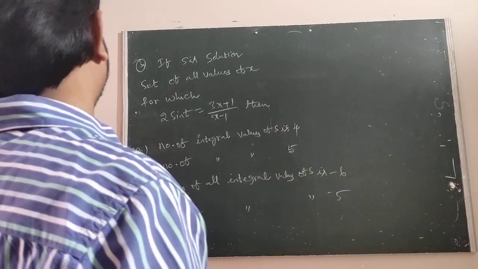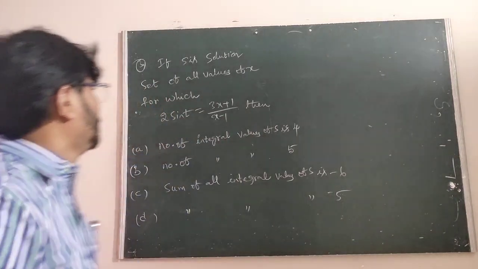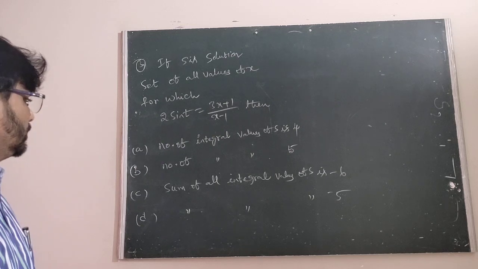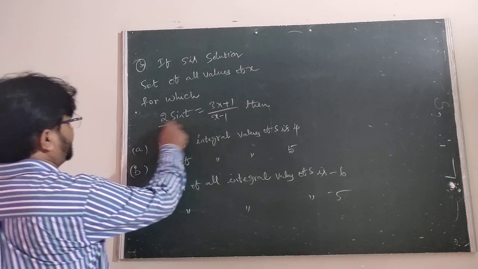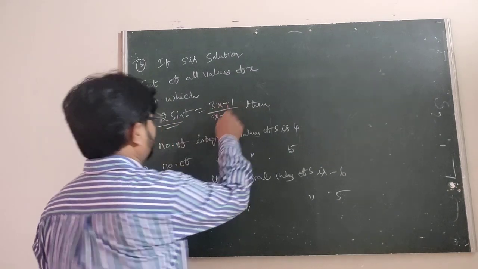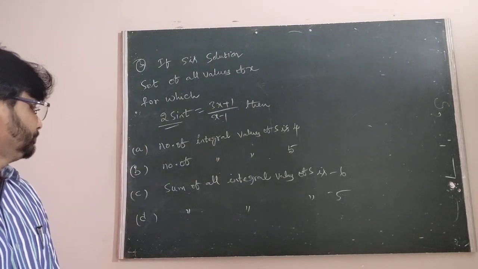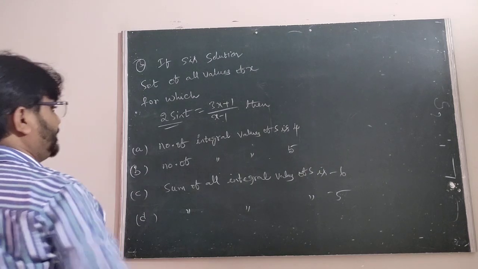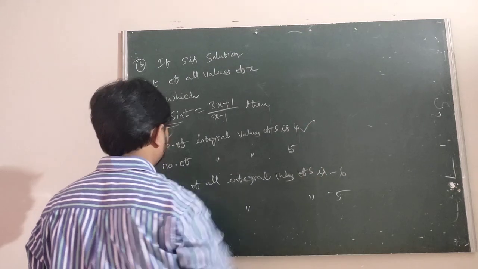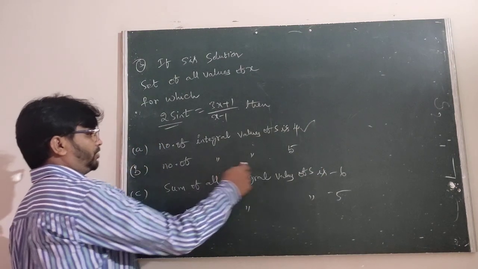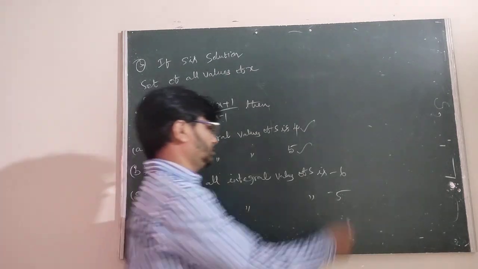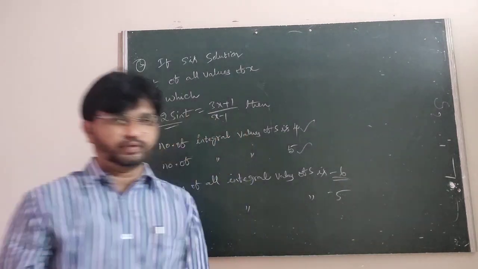Now we are going to the third one. If S is the solution set of all values of x such that 2 sine t is 3x plus 1 by x minus 1, then the number of integral values of S is 4, or the number of integral values of S is 5, the sum of all integral values is minus 6, option D is minus 5.